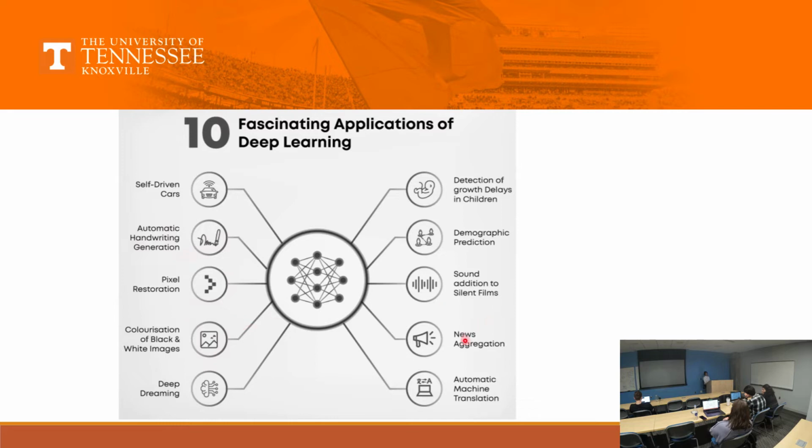More interesting examples are on the right, where we are using news aggregation. We are trying to aggregate the news, and we are using deep learning. Your demographic predictions, we are using deep learning. In translations, we are using deep learning. It's getting used everywhere, the same algorithm. How crazy is that?